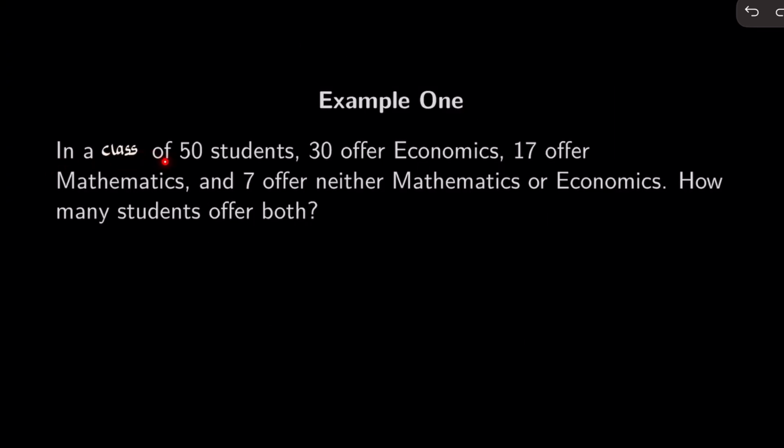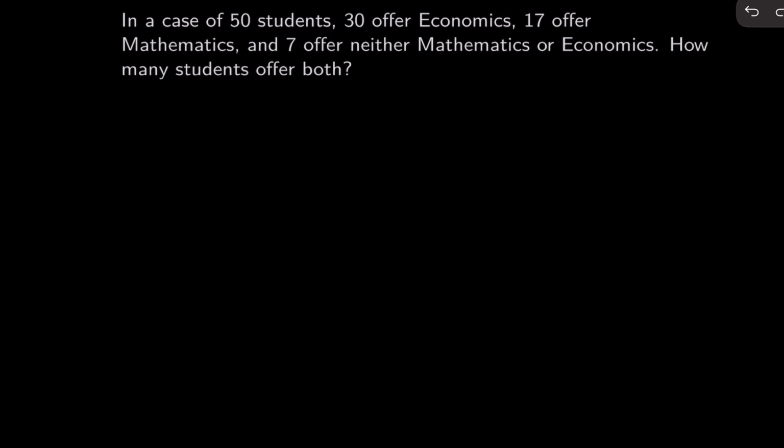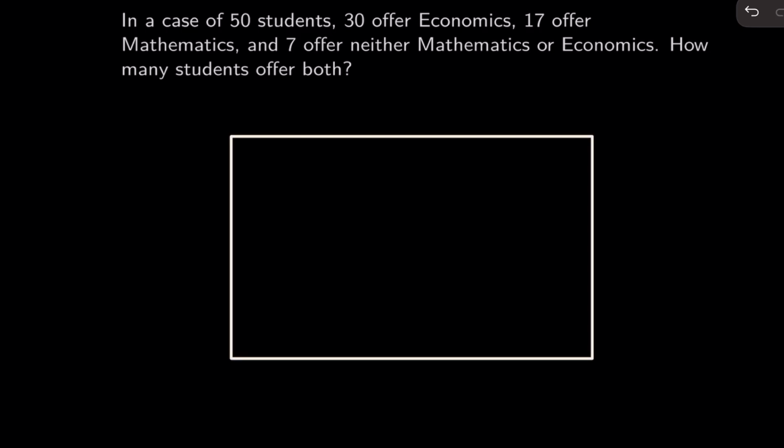Example 1. In a class of 50 students, 30 offer economics, 17 offer mathematics, and 7 offer neither mathematics nor economics. How many students offer both? To solve this question, we must first draw a Venn diagram. And so we draw our universal set. That's going to give us a rectangle. So we call this U.